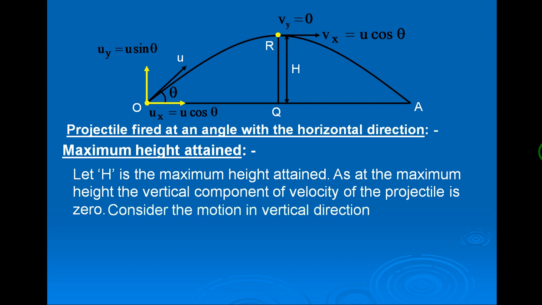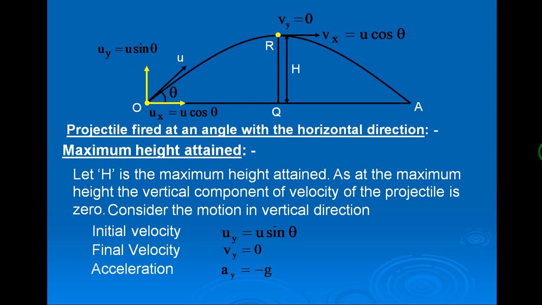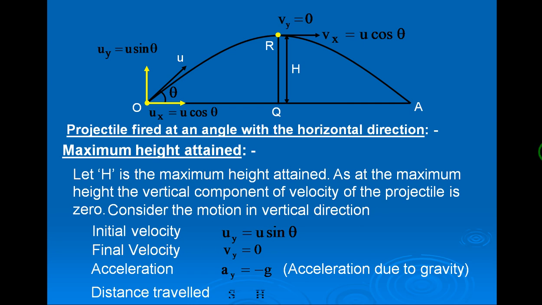Now consider the motion in vertical direction. Initial velocity uy is equal to u sin theta. Final velocity vy is equal to 0. Acceleration ay is equal to minus g, acceleration due to gravity, and the negative sign again shows that gravity is opposite to the initial velocity uy. Distance traveled is equal to capital H. So S is equal to capital H.